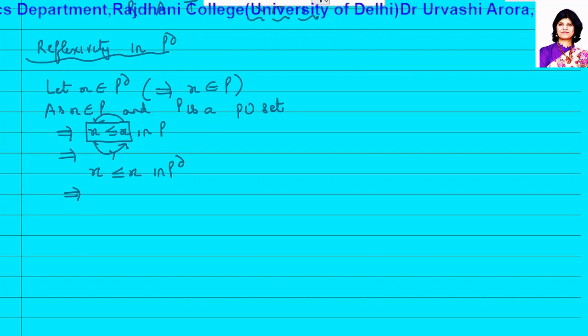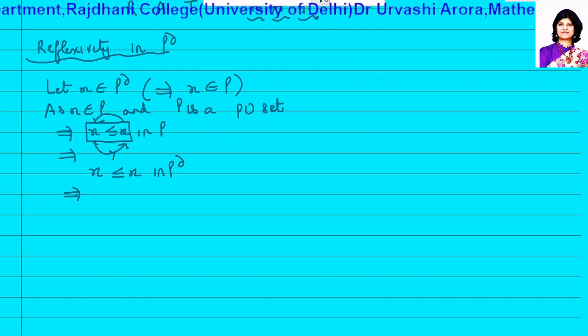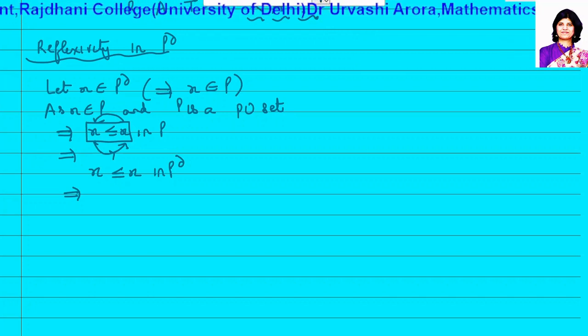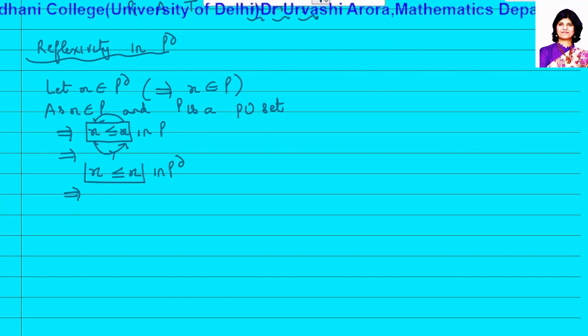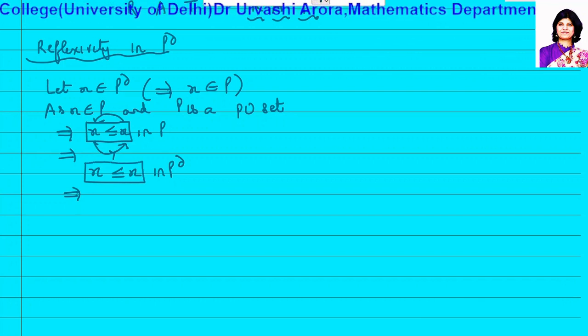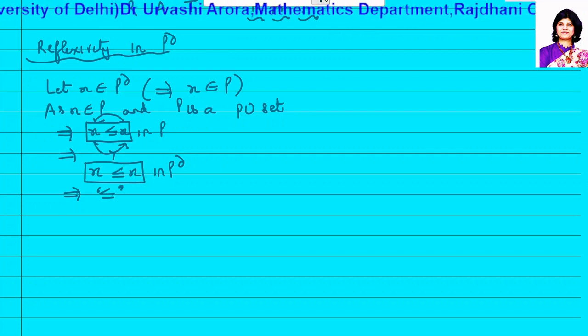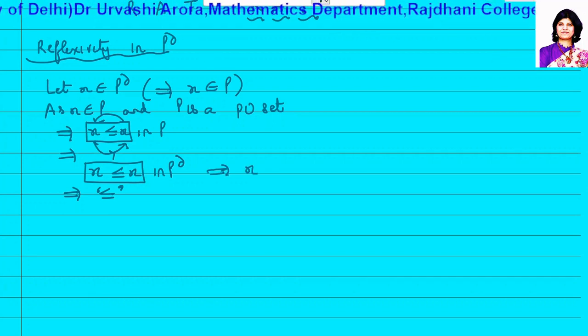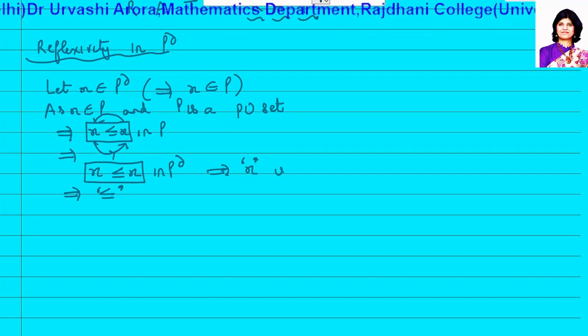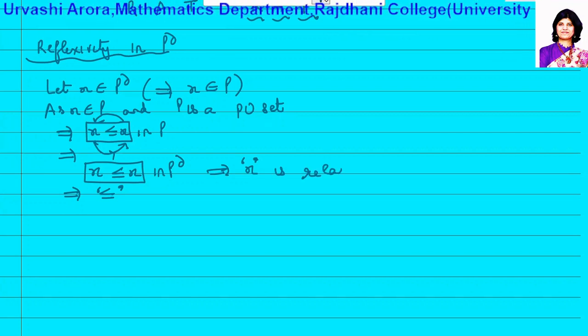So this is what we have when you take the opposite relation, and this is nothing but reflexivity in P dual, because x is an arbitrary element. As x is taken to be an arbitrary element, this particular expression holds for any x belonging to P dual. So x is related to x in P dual.